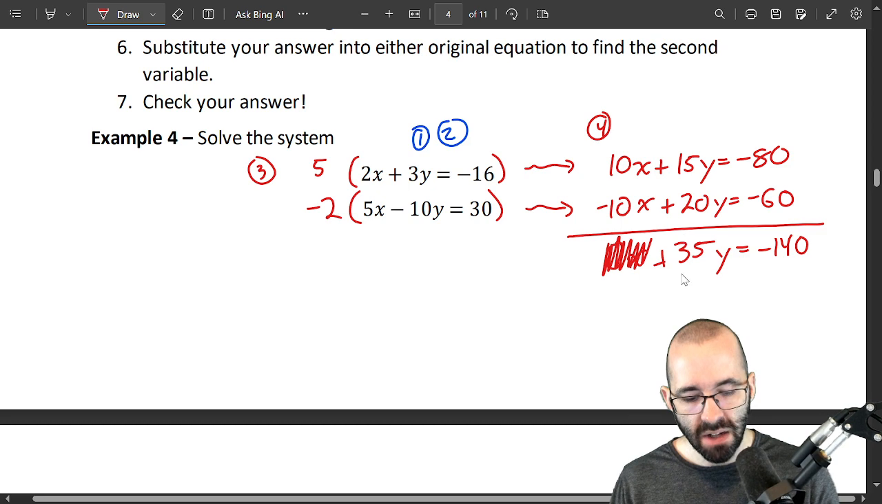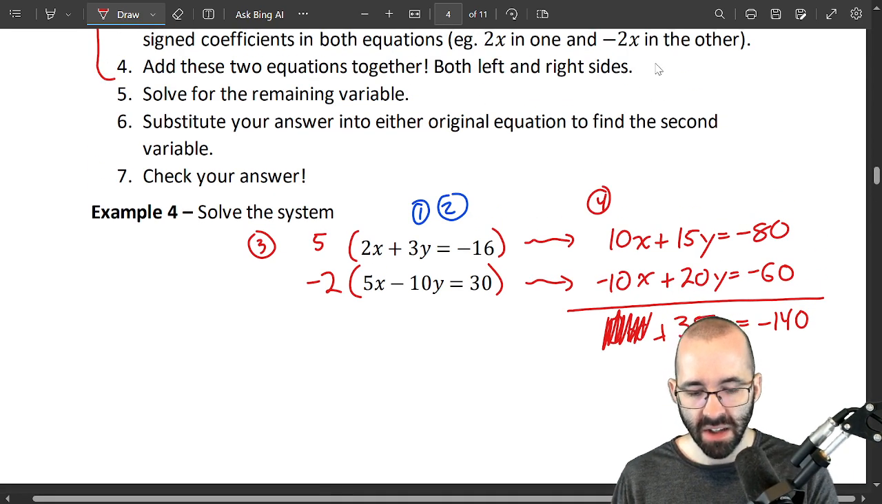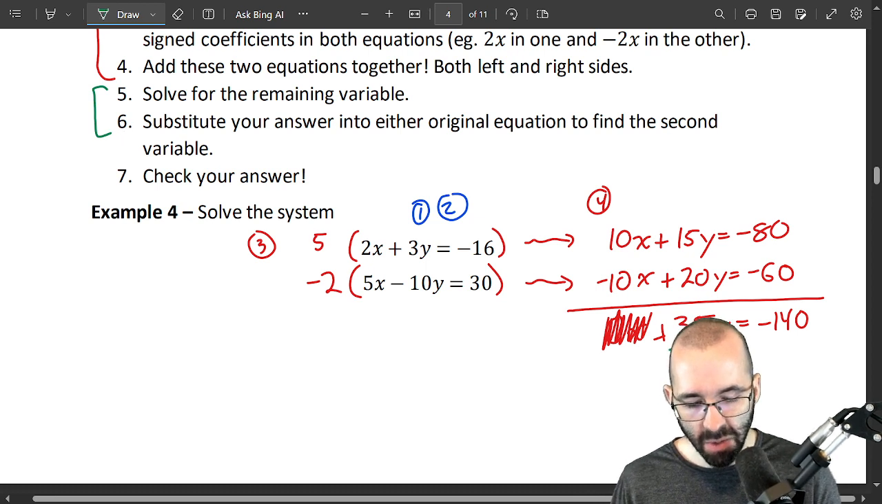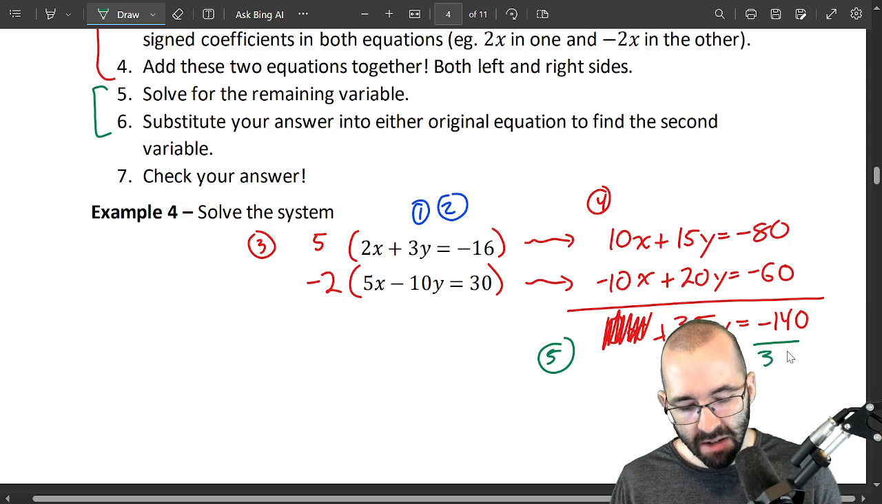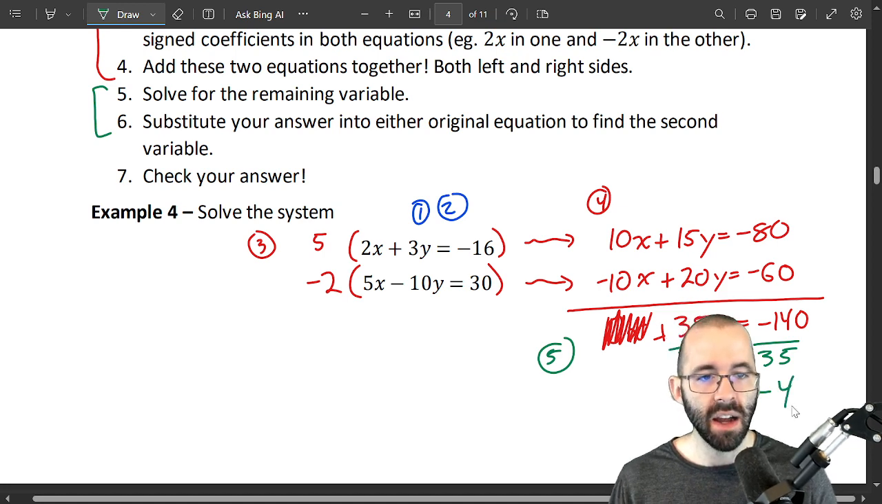So all we have to do now is solve this equation for y. I might be getting ahead of myself. We've done step 4. Step 5 says solve for the remaining variable. So we'll divide both sides by 35. We're going to get that 1y is equal to negative 4, I think.